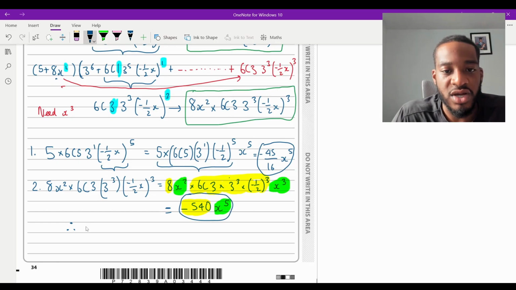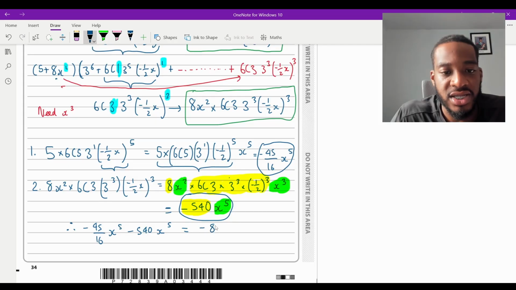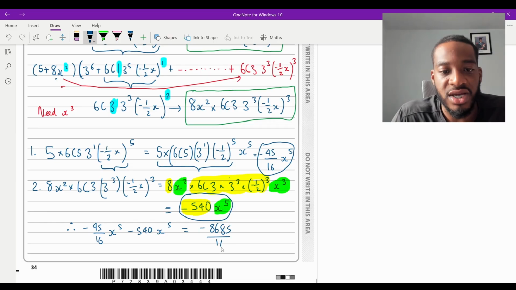All we're going to do is just say we've got a minus 45 over 16. And then we're going to minus, if I add it, obviously plus and the minus make a minus, minus 540 x to the power of 5. And this is equal to, all I'm going to do now in my calculator is minus 45 over 16, minus 540. This gives me that number there. So minus 86. Is that 85? Yeah, 85 over 16 times by x to the power 5.